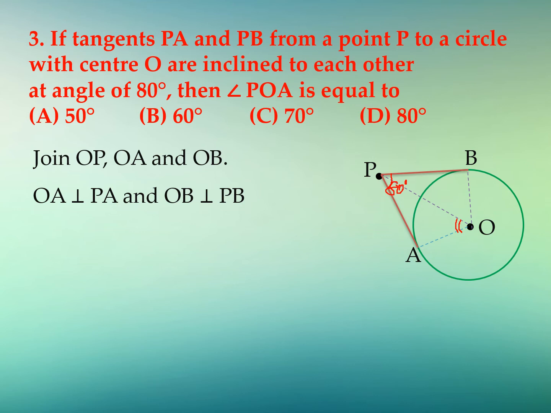We can see that you have two triangles here, that is triangle PAO and triangle PBO. As you know, OA and OB are the radii, PA and PB are the tangents. You can confirm that OA is perpendicular to PA and OB is perpendicular to PB. So this means that angle PAO equals 90 degrees and angle PBO is equal to 90 degrees. Let's consider the triangle PAO and the triangle PBO.